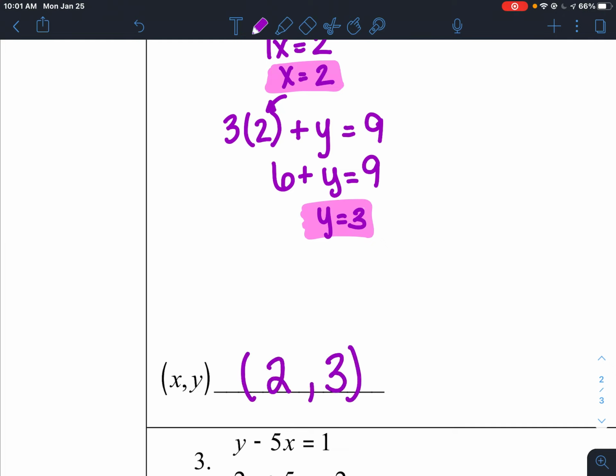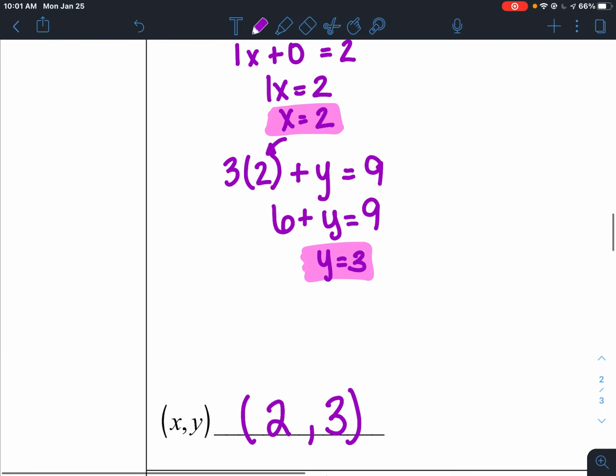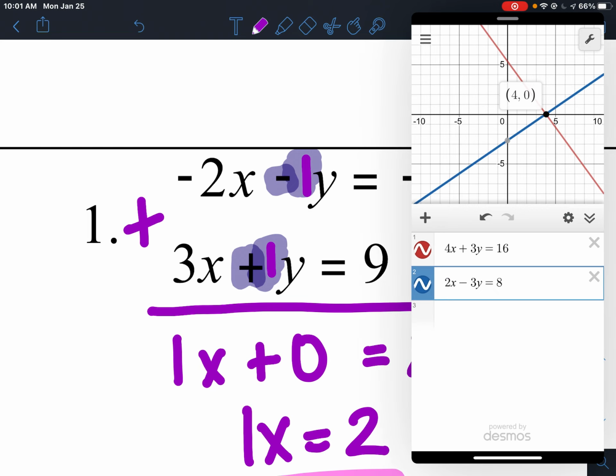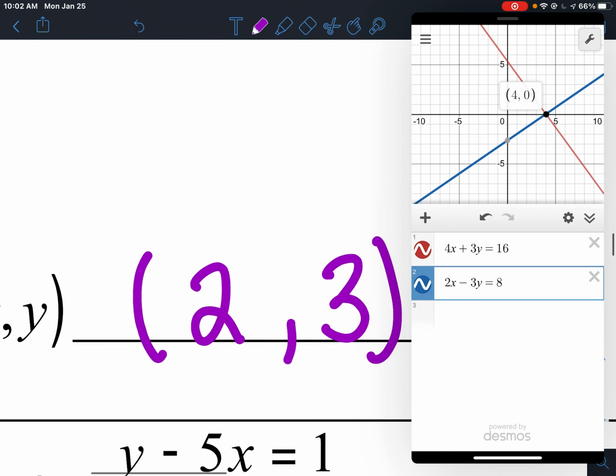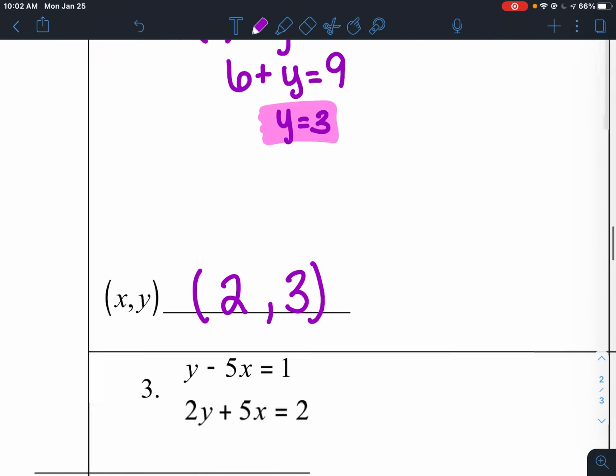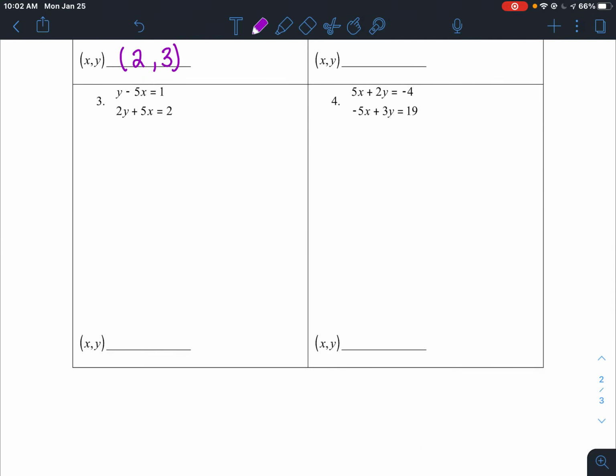Now if you like to double check all of your work and be extra careful, you could always graph these two equations right into Desmos and see if that intersection point matches up with the solution that you found algebraically. If it does, you're correct. If not, you have some algebraic mistake that you should go back and fix. So go ahead and try the other 3 problems and let me know how they go.